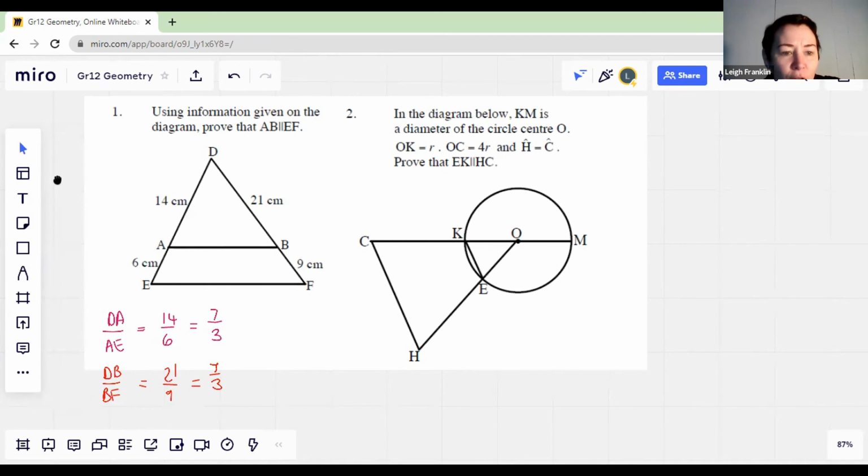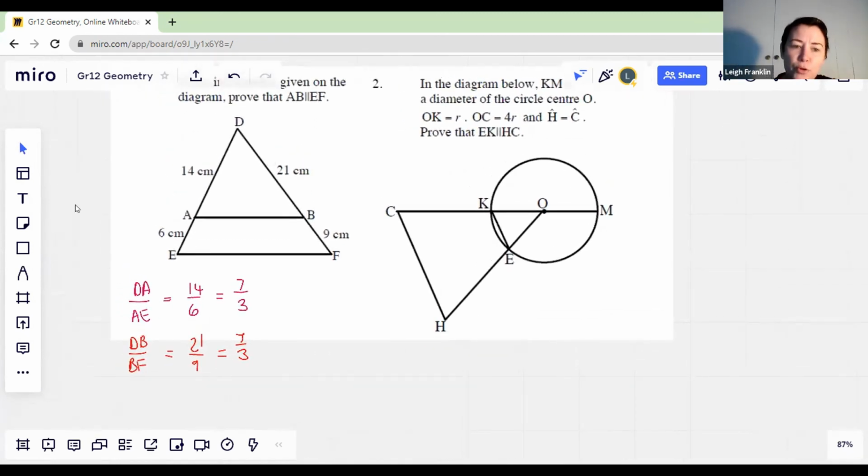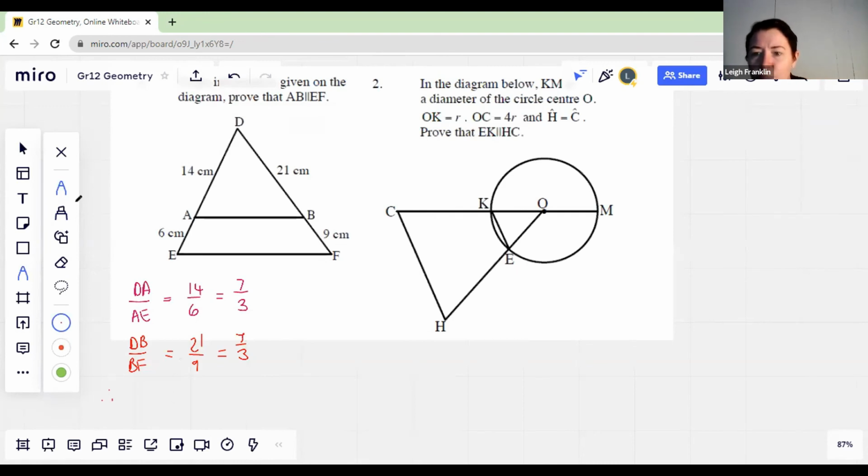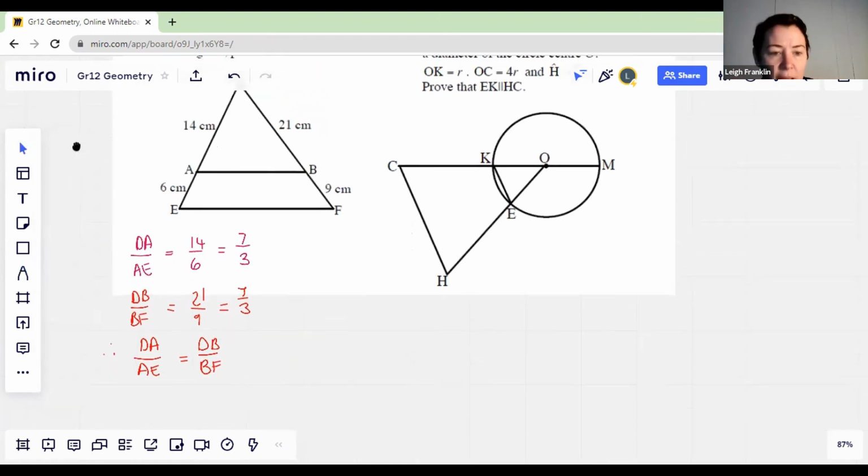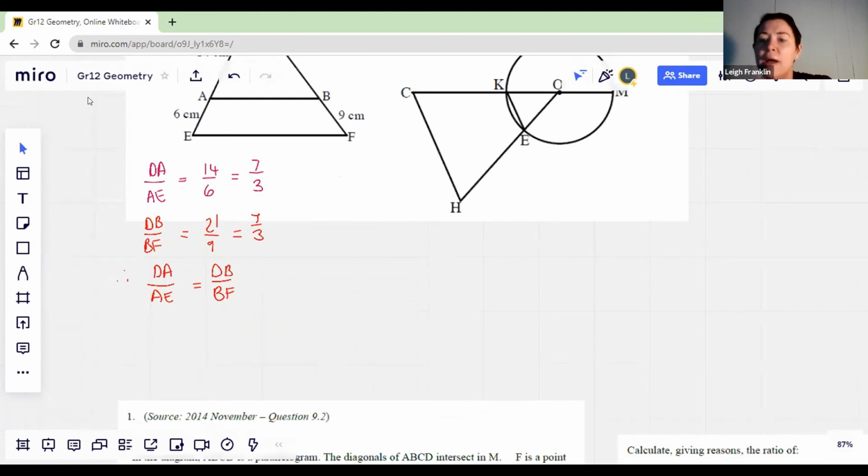Okay, nice, good job. Okay, Neo, can you see how we've managed to prove that DA is to AE is the same as DB is to BF? That's what we've been able to show. So now what should I write, Neo? What am I going to write next? What's my conclusion? Yes, Carabo. But first, Carabo, I must write, therefore, DA over AE is equal to DB over BF. I must write what proves it. Exactly.